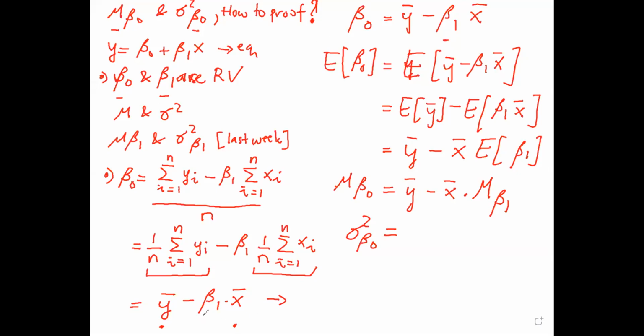The variance comes only from variable beta 1. That's why it is equal to the variance of beta 1. Are there any questions?